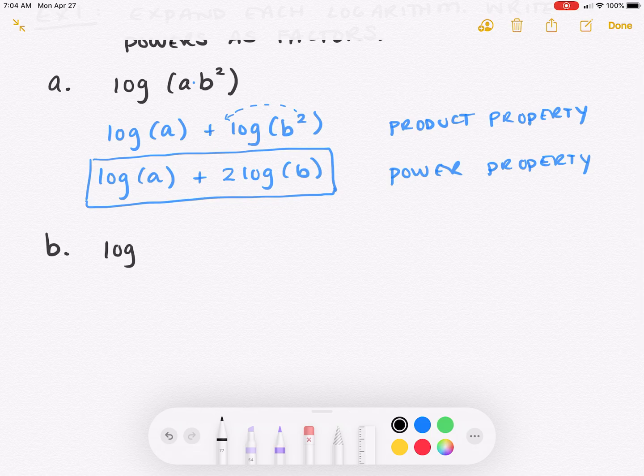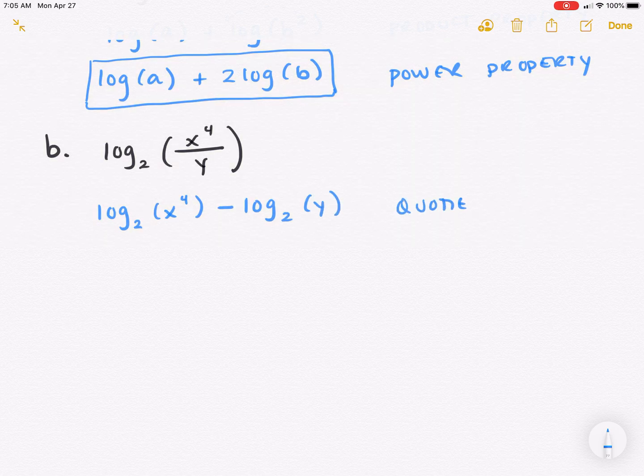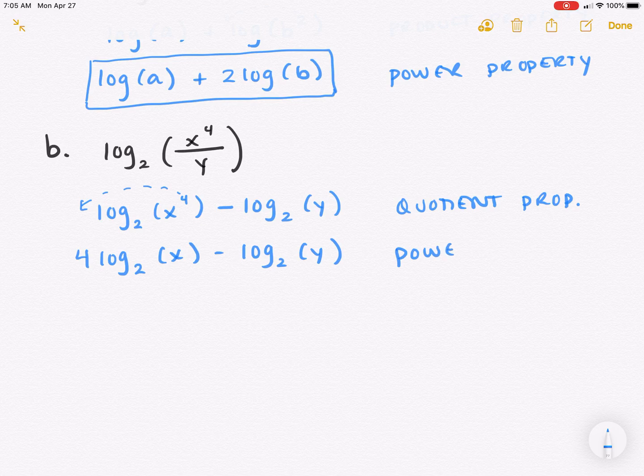Okay, say I have log base 2 of x to the 4th divided by y, and we're going to expand. So the first thing I'm going to do is use the quotient property and take log base 2 of my first term minus log base 2 of my second term. So this is the quotient, and I'm going to start abbreviating property. Then I look at it and recognize, okay, I can bring down the 4 and write it as 4 log base 2 of x minus log base 2 of y, okay? And this is the power property.